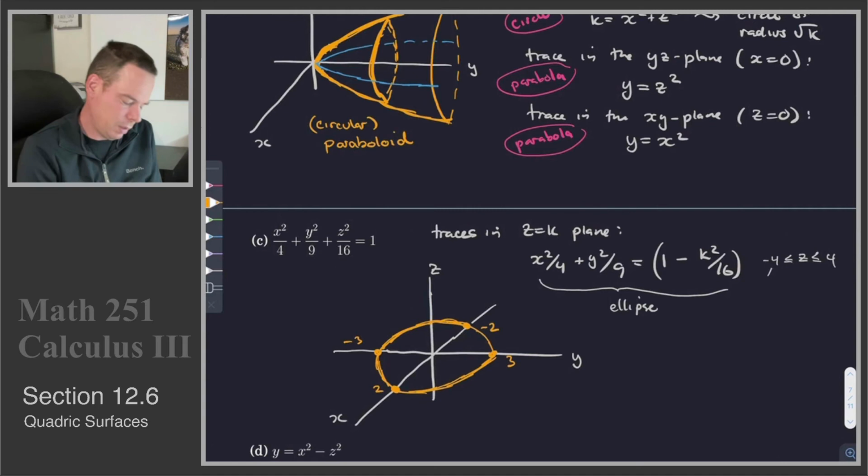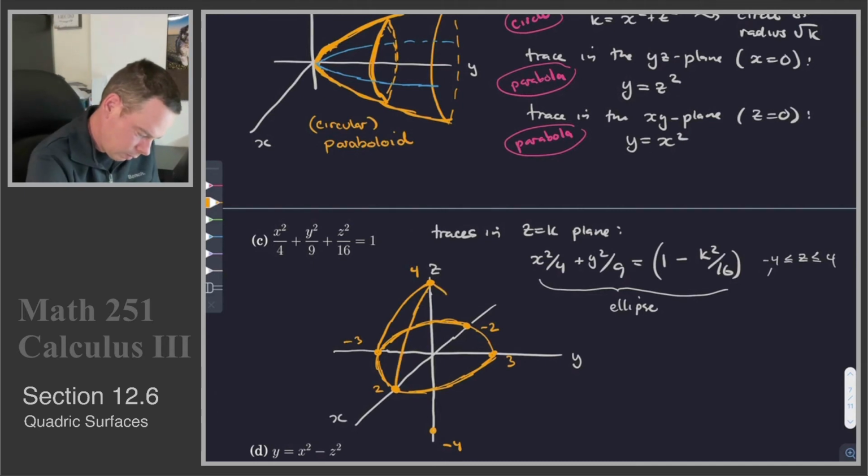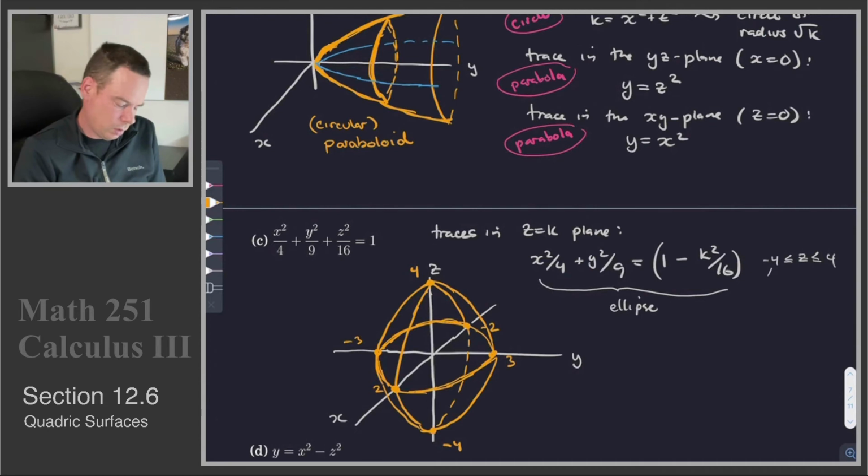And then as we go up and down, these ellipses get smaller, and the maximum height that we get is going to be up here at a value of 4 and a value of -4. And so I'll just connect these things up as well by some curves here. And so it's going to look like this. And so that's our shape.